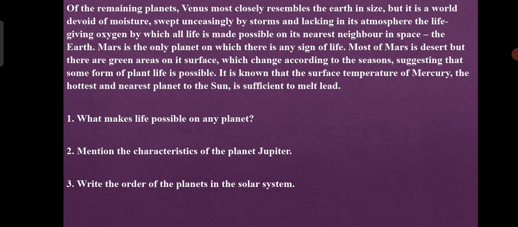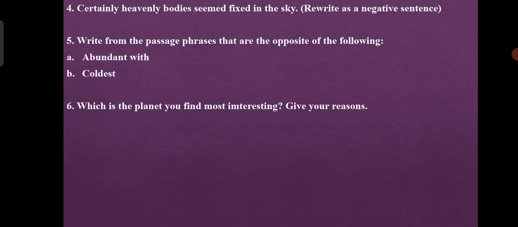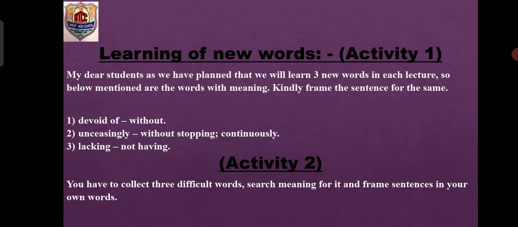Okay, children. So, pay attention while I'm reading the questions for you. What makes life possible on any planet? Mention the characteristics of the planet Jupiter. Write the order of the planets in the solar system. Certainly, heavenly bodies seemed fixed in the sky. Rewrite the sentence as negative. Write from the passage phrases that are opposite of the following words. Abundant with, coldest. Which is the planet you find most interesting? Give your reasons. Okay, children.